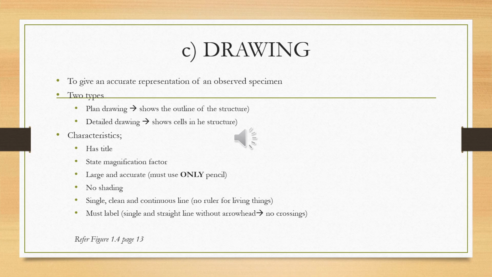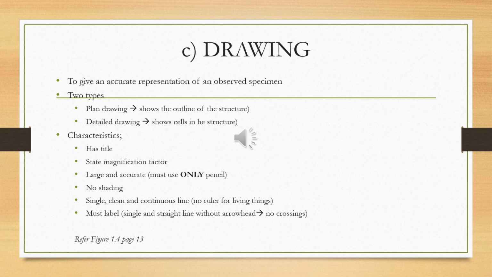There are two types of drawing. One is plan drawing. Plan drawing will show the outline of the structure, meaning the physical structure, while detailed drawing will show cells in the structure. Oh, sorry, don't mind the typo.